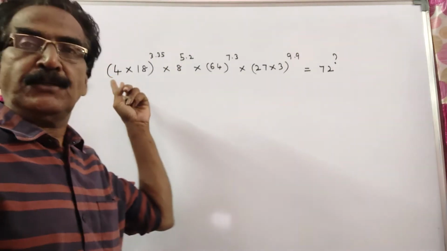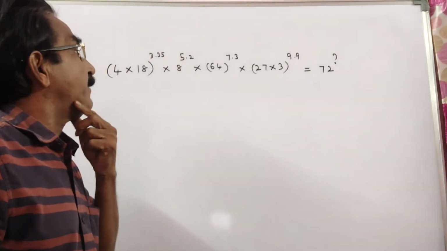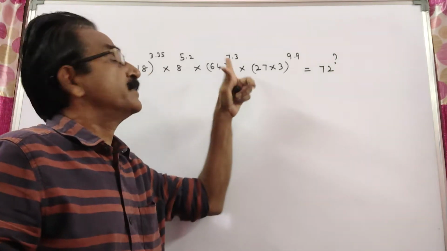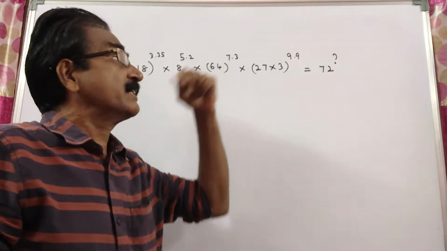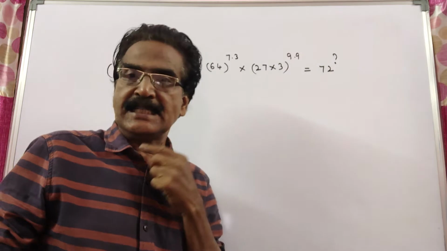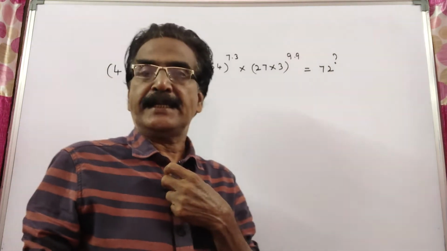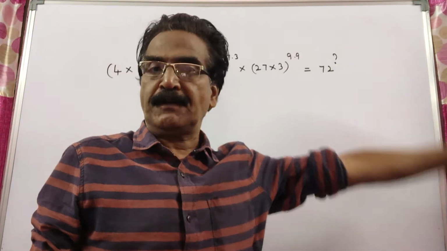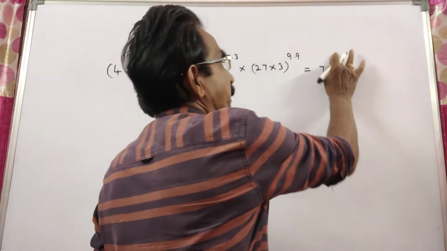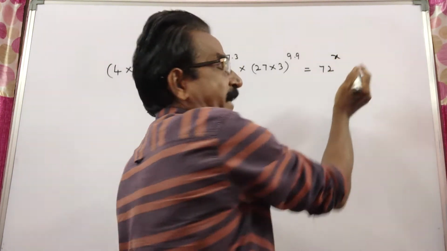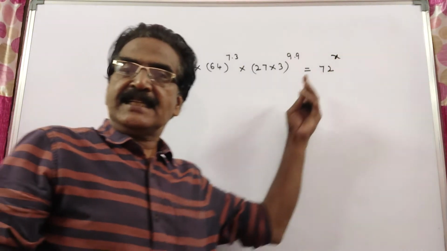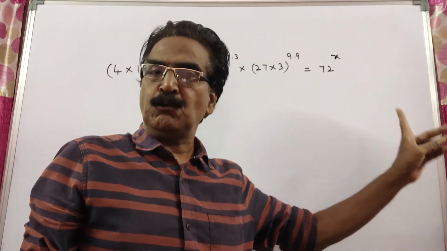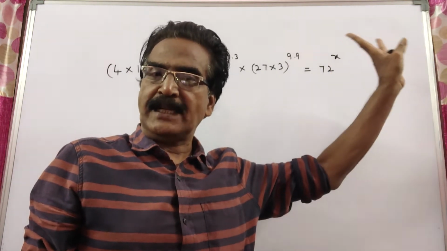See friends, (4 into 18) power 3.35 into 8 power 5.2 into 64 power 7.3 into (27 into 3) whole power 9.9 is equal to 72 power question mark, or 72 power x. We have to find x. Friends, on the right side it is given 72 power something, 72 power x.